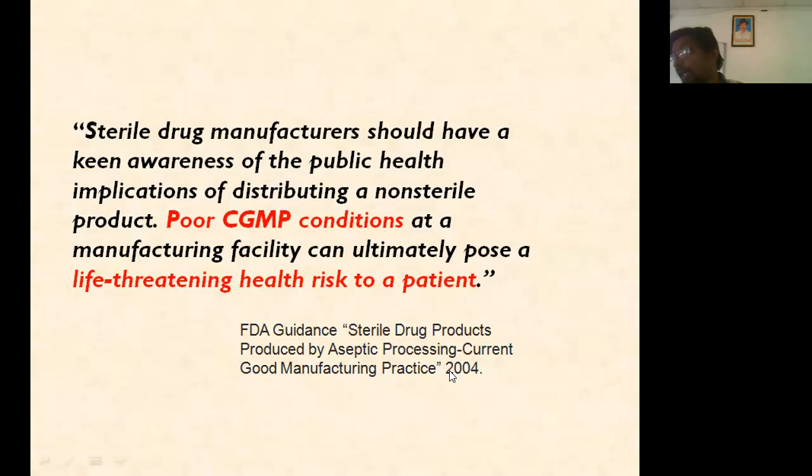And poor CGMP practices. I hope you know what CGMP is, current good manufacturing practice conditions. So GMP should be followed. We will have another class on GMP, good manufacturing practice, on the different techniques and the main importance of documented good manufacturing practice. So if poor good manufacturing practice is followed, what will be the implications? They should know it. At a manufacturing facility it can ultimately pose a life threatening health risk to the patient. So we should be aware while preparing sterile drug products, right? We should know what will happen there.